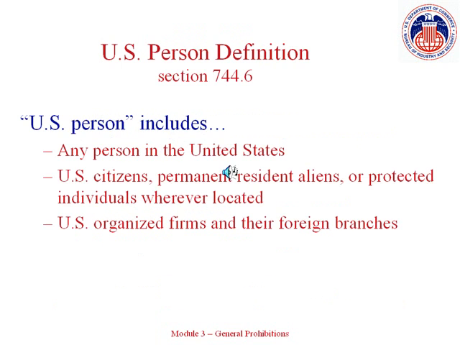When we talk about a U.S. person in this context, we mean any individual who is a citizen of the United States, a permanent resident alien of the United States, or a protected individual, any juridical person organized under the laws of the United States or any jurisdiction within the United States, including foreign branches, and any person in the United States.